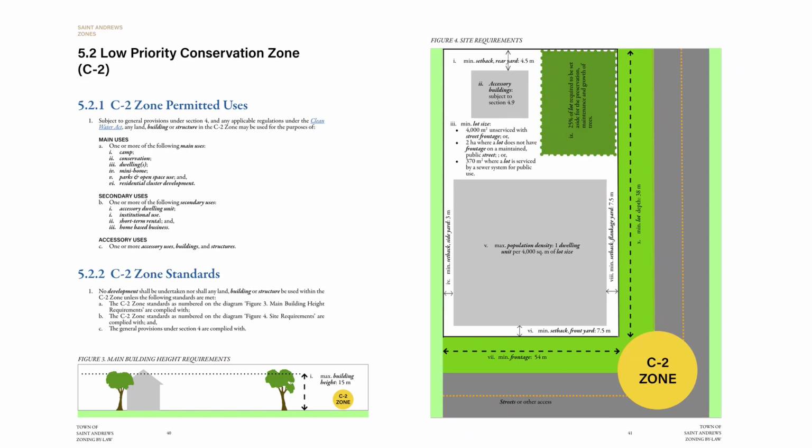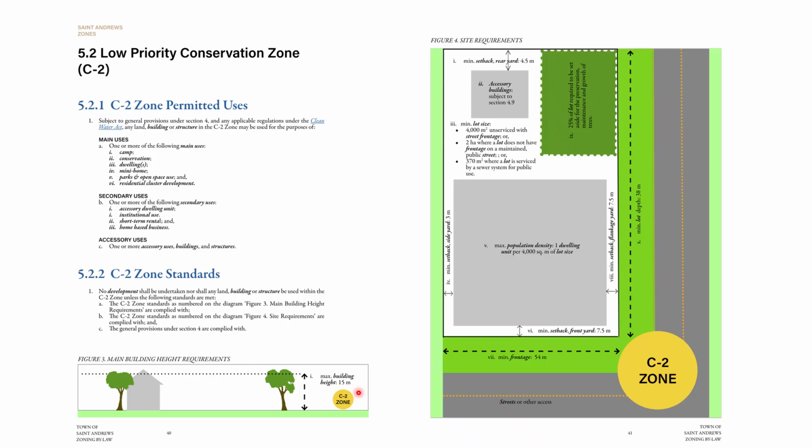So the next zone is the low priority conservation zone, and it permits a few more uses. Here you can do a camp, as well as that conservation use, dwellings, mini home, park, an open space use, and a residential cluster development. Secondary uses: accessory dwelling unit, institutional use, short-term rental, and home-based business, as well as accessory uses. The height allowance here is a little bit more generous at 15 meters.